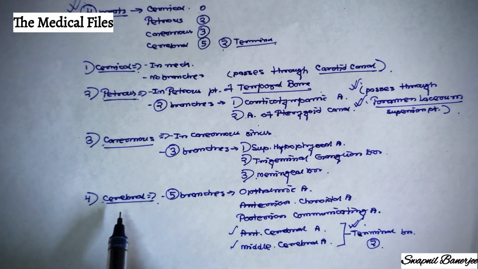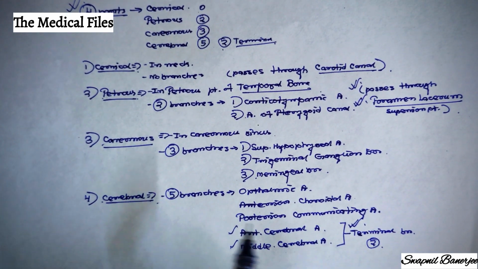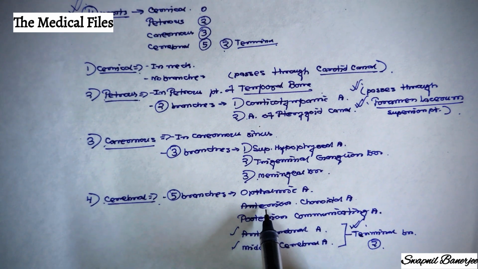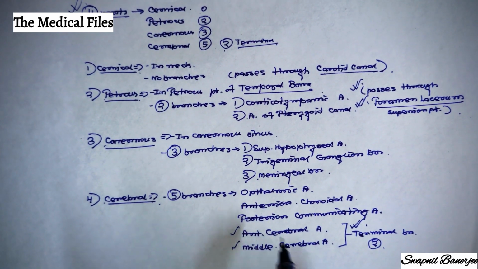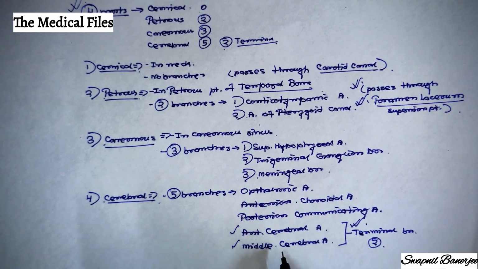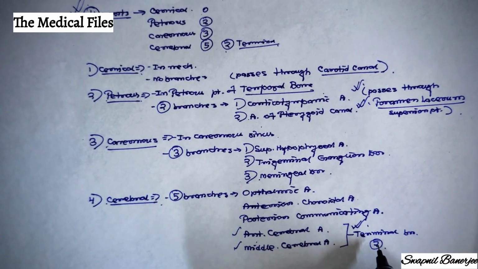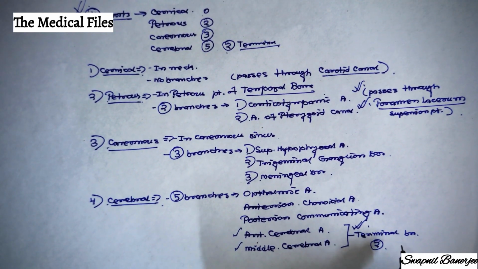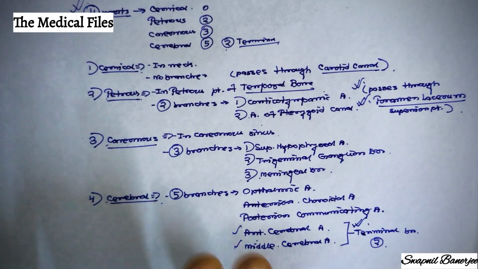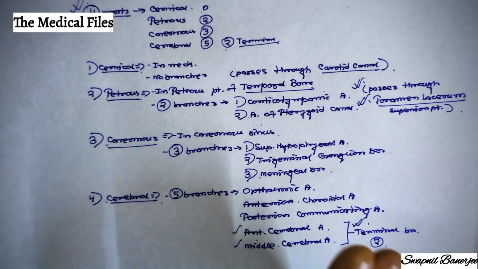So now the last part is the cerebral part and it contains 5 branches: the ophthalmic artery, anterior choroidal artery, posterior communicating artery, anterior cerebral artery and the middle cerebral artery. These two, the anterior cerebral and the middle cerebral, are the terminal branches of the internal carotid artery. So this was everything about the parts and branches of the internal carotid artery.